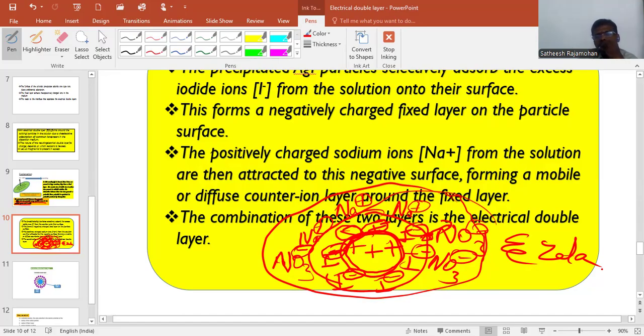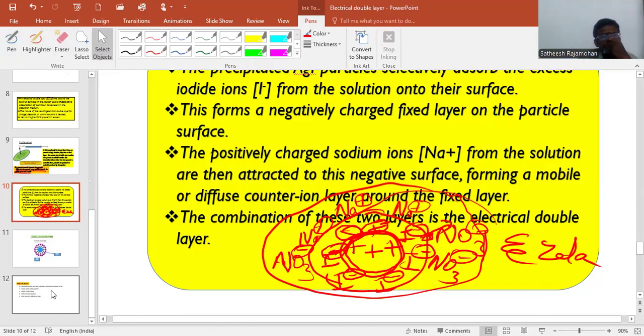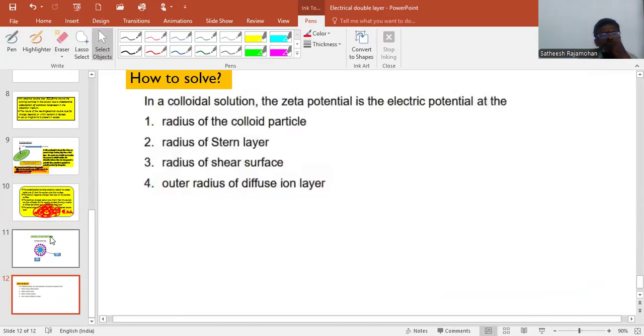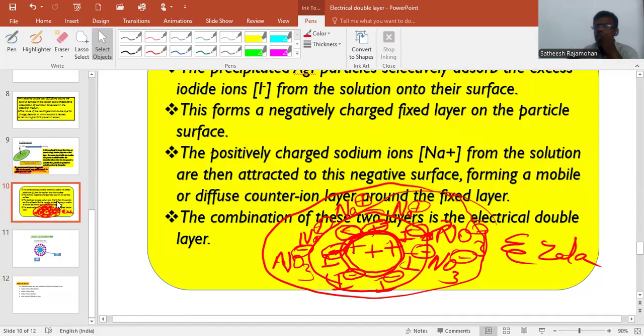Zeta potential is very important as far as the stability of colloids is concerned. When the zeta potential is higher, the colloids are stable. When the colloids are stable, they won't settle at the bottom. The higher the zeta potential, the more stable the dispersion.